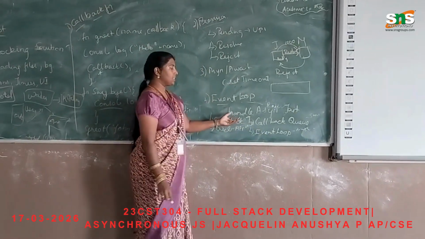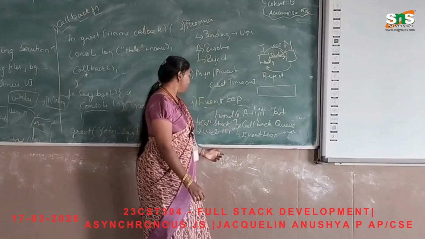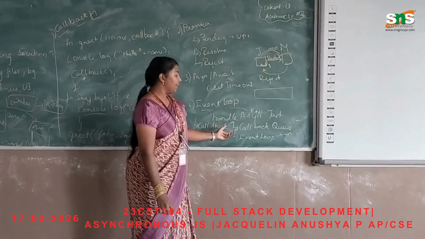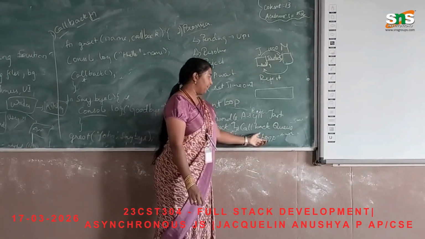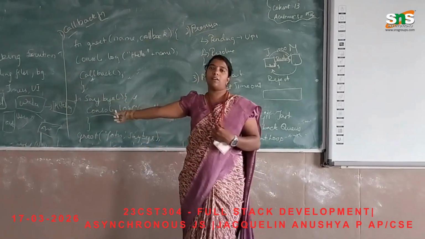event loop. In the call stack, it executes. In the callback queue, it stores the data, and in the web API, it handles the data, and the event loop moves the data from one end to another. So these are your JavaScript basics.